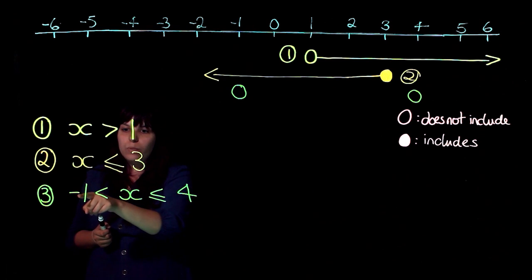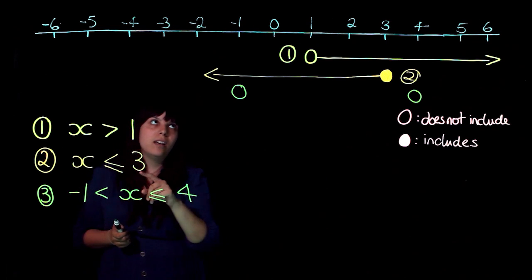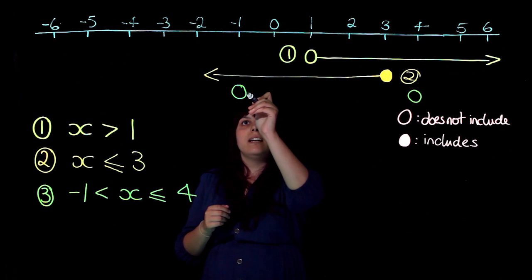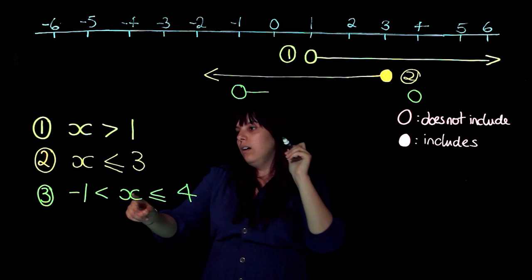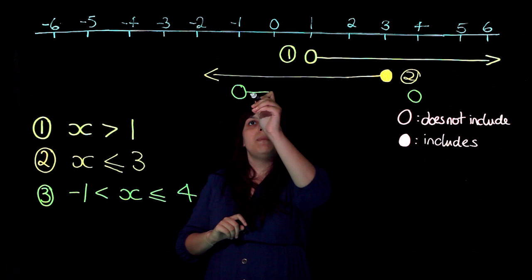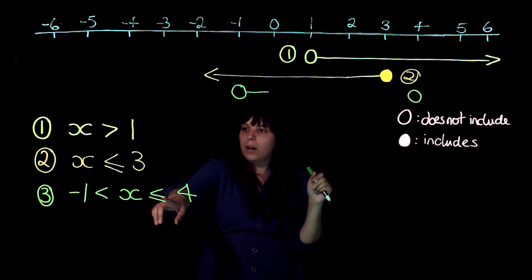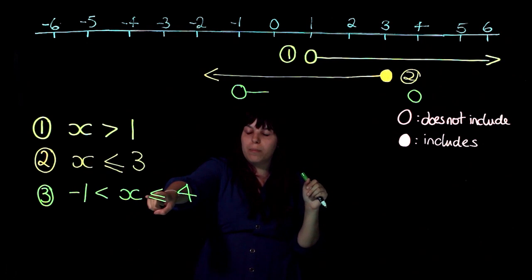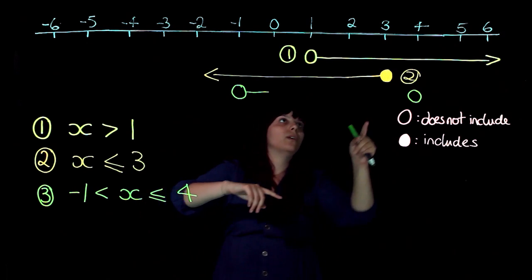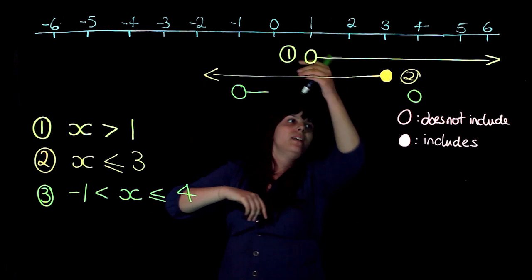So here, -1 is less than x. So that means that x is going to be bigger than -1, so x can be anything this way. And then just check this end before we join it up. x is less than or equal to 4. Well, we'll just look at the less than at the moment. So x is less than 4, so x is going to be anything this way.